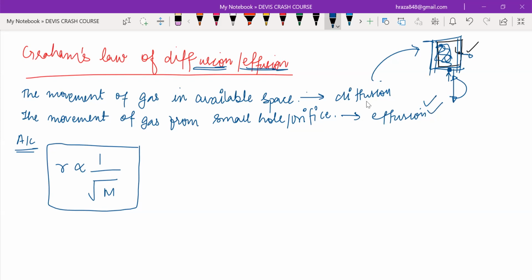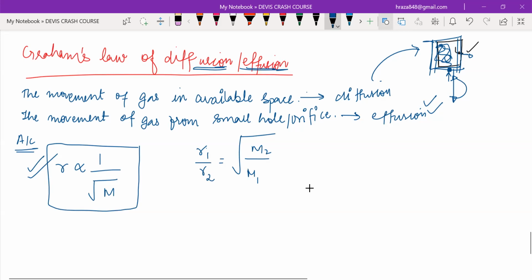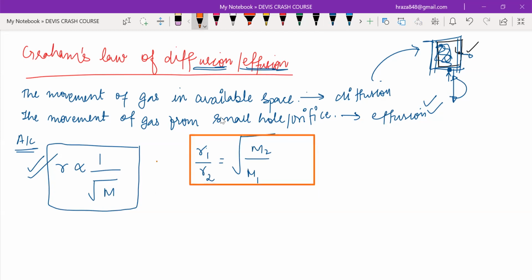So the rate of effusion or diffusion is inversely proportional to the molar masses. So R1 by R2 we can write, since R is inversely proportional to the root of M, so M2 will be here and M1 here, under root. Are you getting my point? So this is the rate of diffusion and effusion.